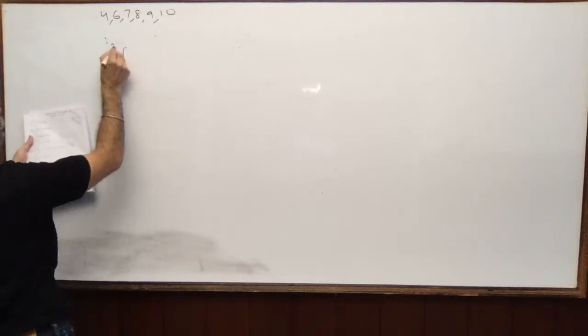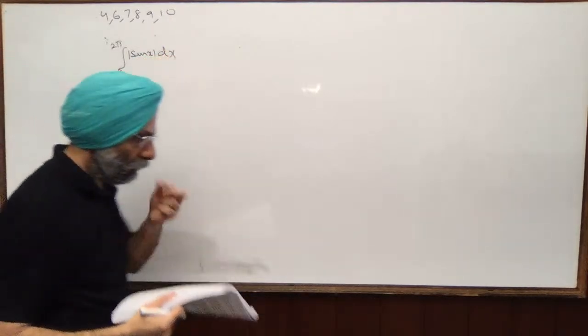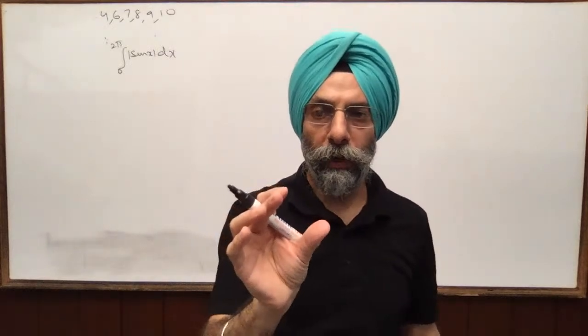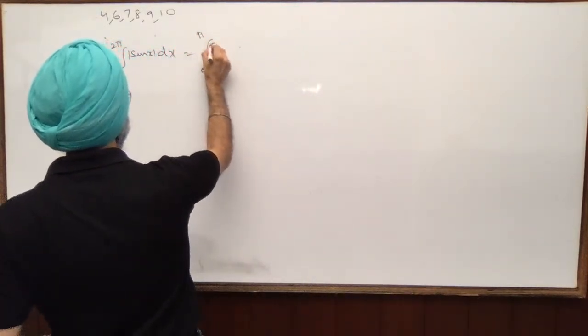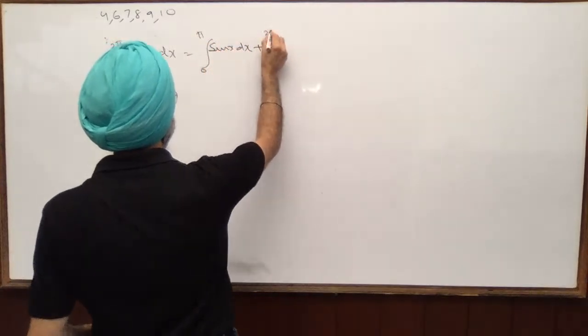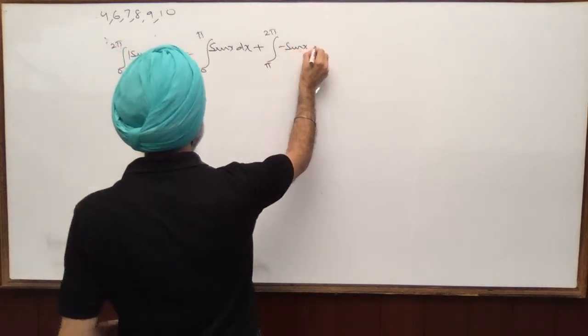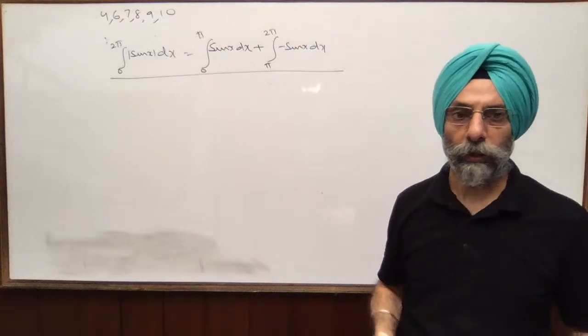Fourth question is the integral from 0 to 2 pi of mod of sin x dx. Whosoever is having a problem in this question, beta, we have to define the modulus. When you define it, from 0 to pi it is positive sin x, and from pi to 2 pi it is minus sin x dx, and you will get the answer. This is your fourth question.